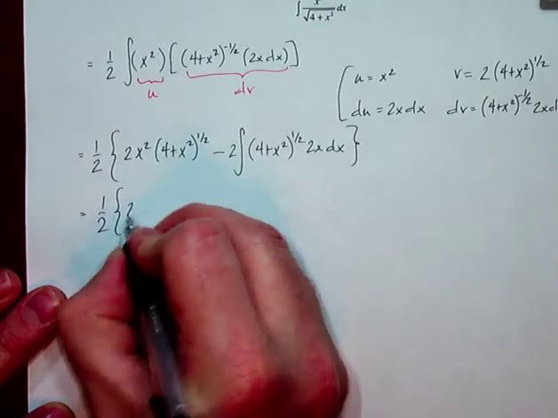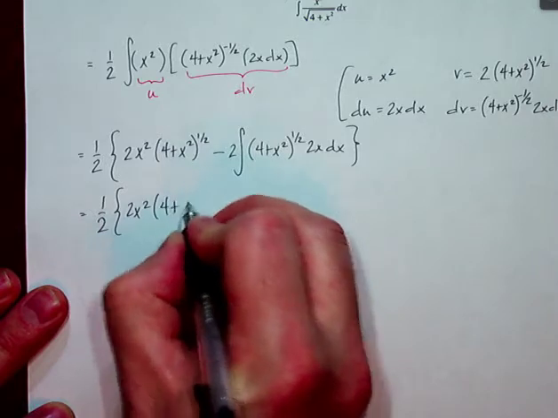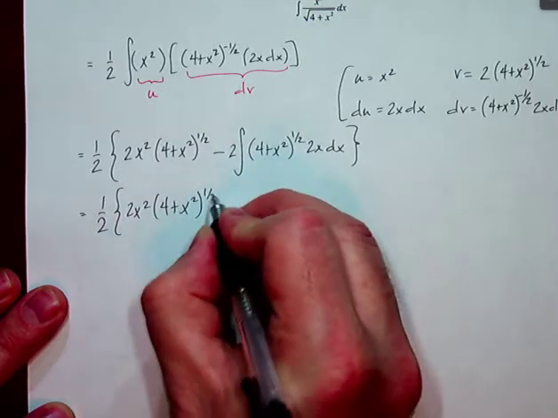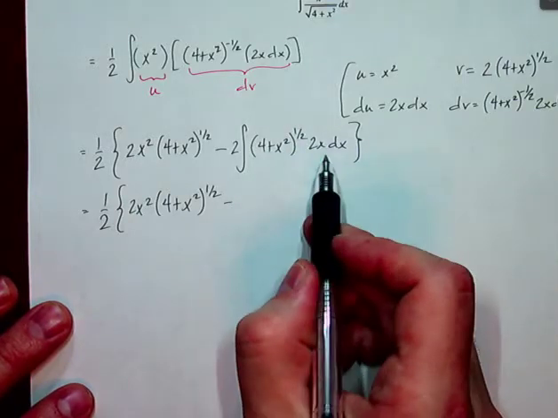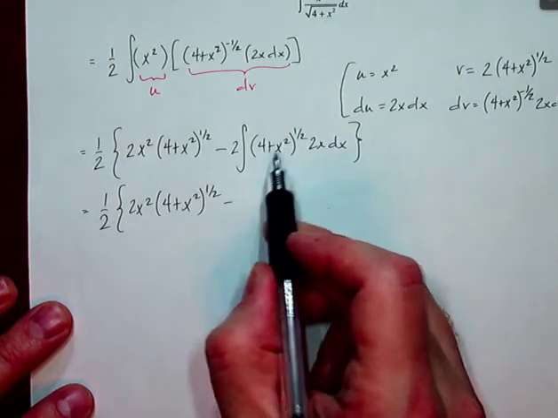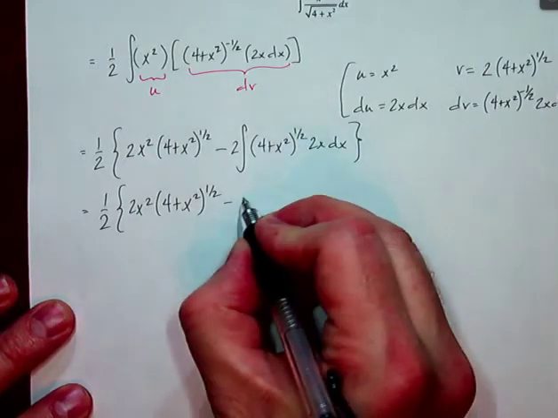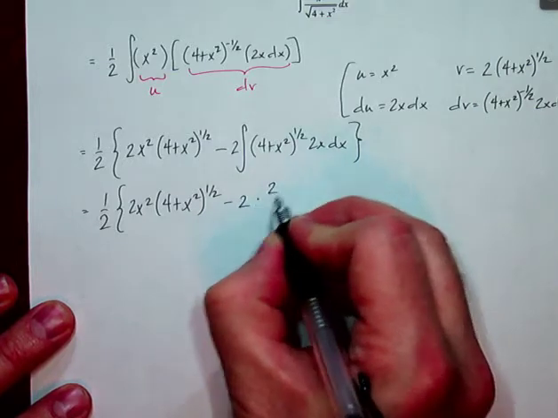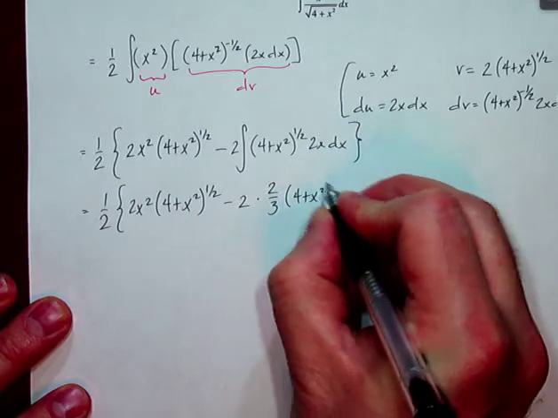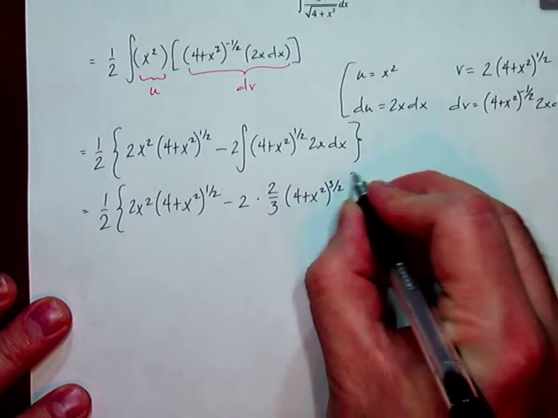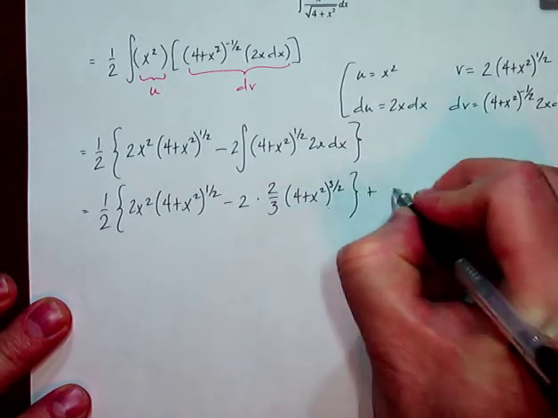This is 2x squared, and I'm going to simplify here in just a little bit, but I'm going to get this done first. This is u to the 1/2 du. This becomes 2/3 u to the 3/2. So 2 times 2/3 u to the 3/2 plus c.